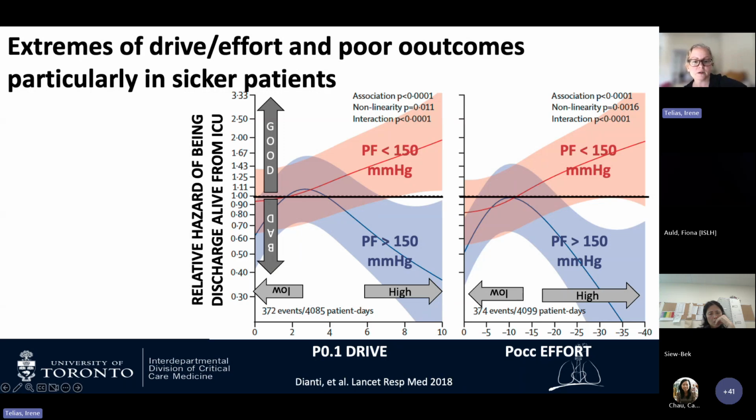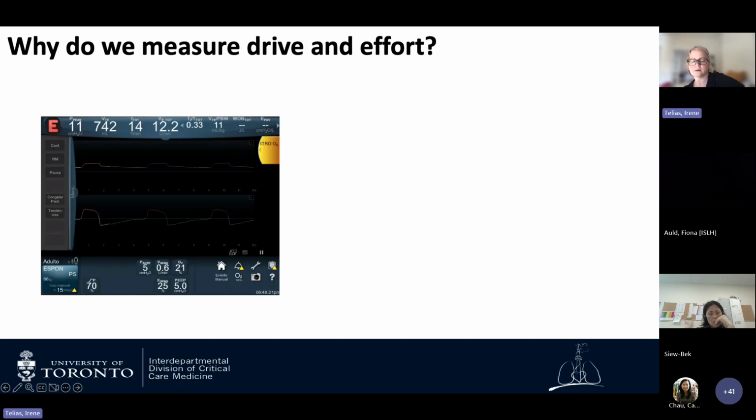But if you're sick, so PF less than 150, not higher than 150, then if your effort is extremely low or extremely high, there's a high risk of having a bad clinical outcome. The other reason why we measure respiratory drive and effort is because if you look at the main screen of a ventilator, we don't see it.